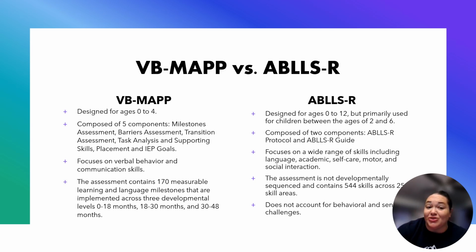The VB-MAP focuses on verbal skills and communication skills, while the ABLES-R focuses on a wide range of skills, including language, academic, self-care, motor, and social interaction. The VB-MAP assessment contains 170 measurable learning and language milestones that are implemented from 0 to 48 months, and it changes based on development. The ABLES-R is an assessment that is not developmentally sequenced and contains 544 skills across 25 different areas. The ABLES-R does not account for behavioral and sensory challenges.